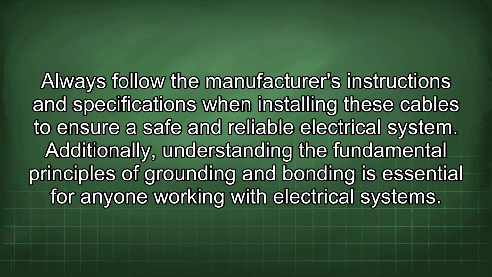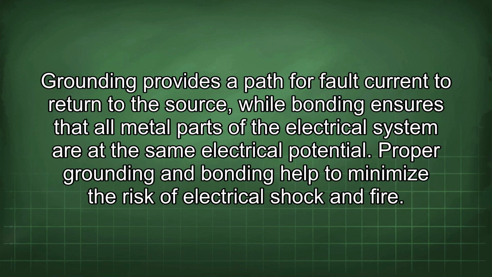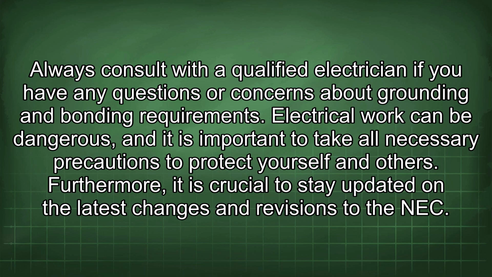Additionally, understanding the fundamental principles of grounding and bonding is essential for anyone working with electrical systems. Grounding provides a path for fault current to return to the source, while bonding ensures that all metal parts of the electrical system are at the same electrical potential. Proper grounding and bonding help to minimize the risk of electrical shock and fire. Always consult with a qualified electrician if you have any questions or concerns about grounding and bonding requirements. Electrical work can be dangerous, and it is important to take all necessary precautions to protect yourself and others.